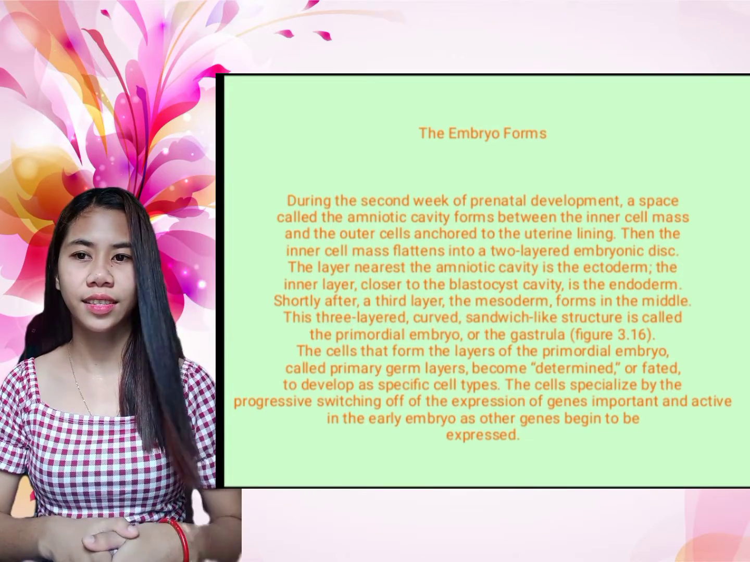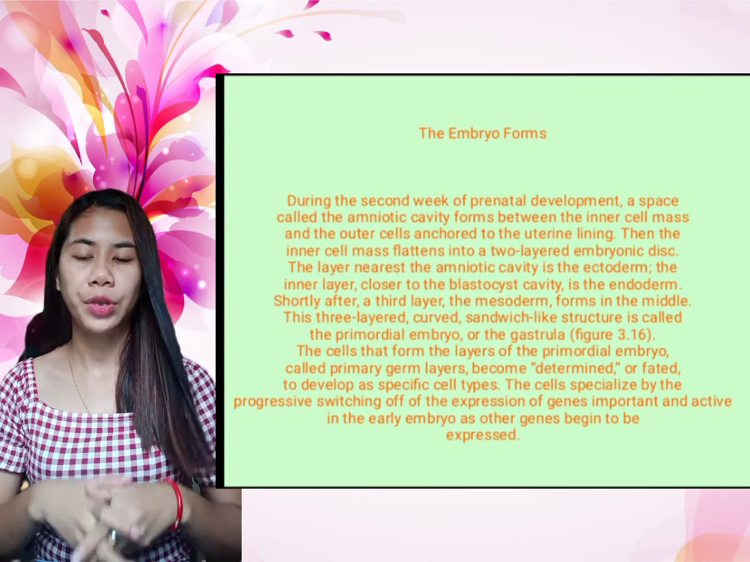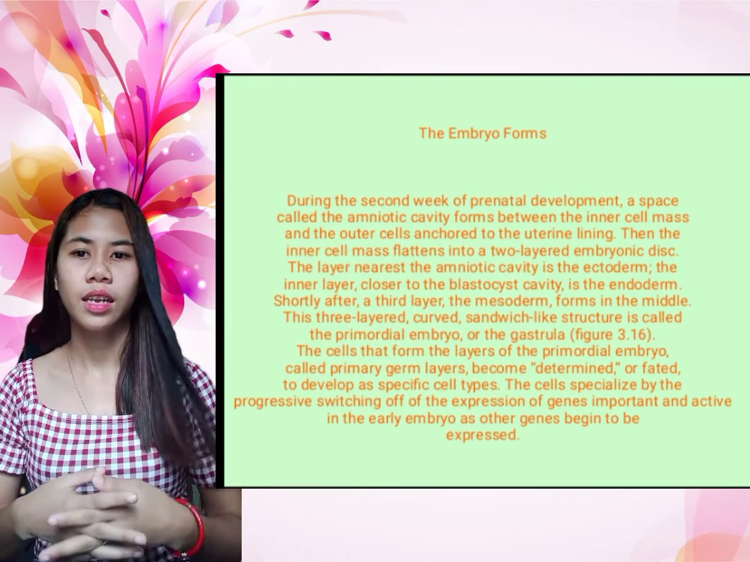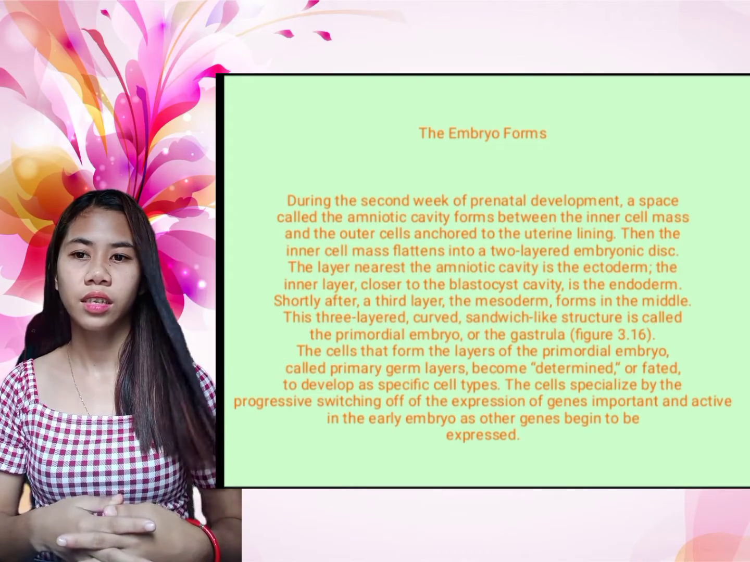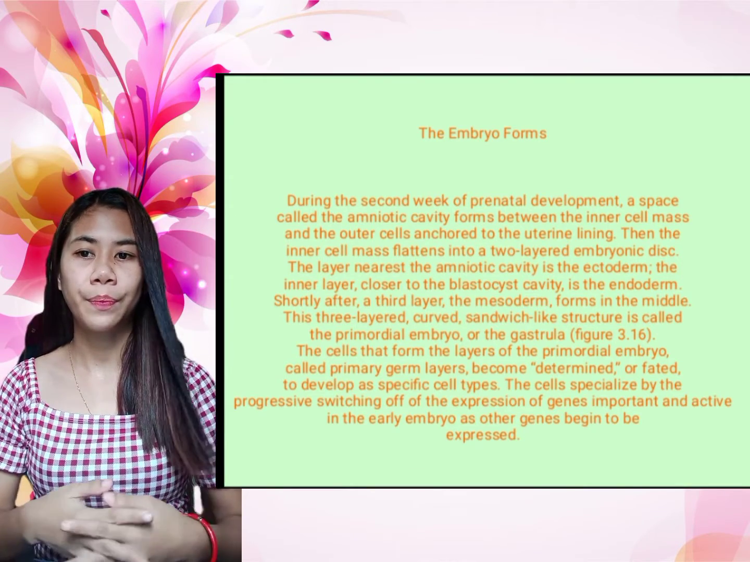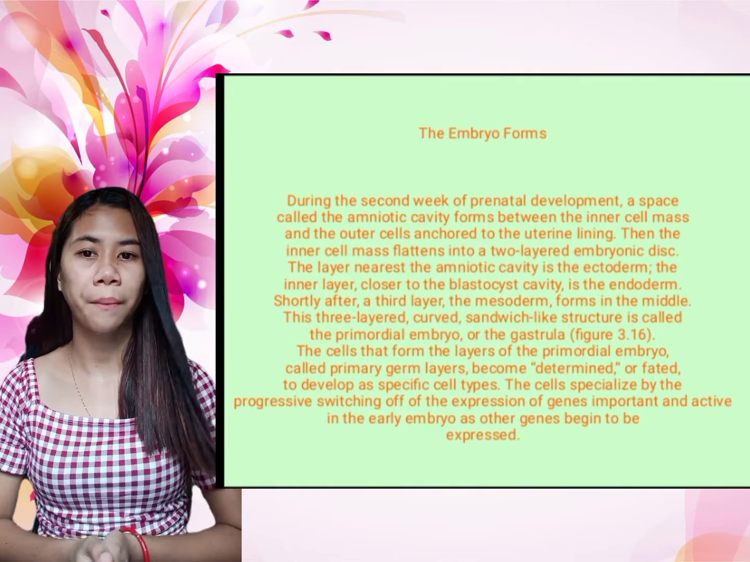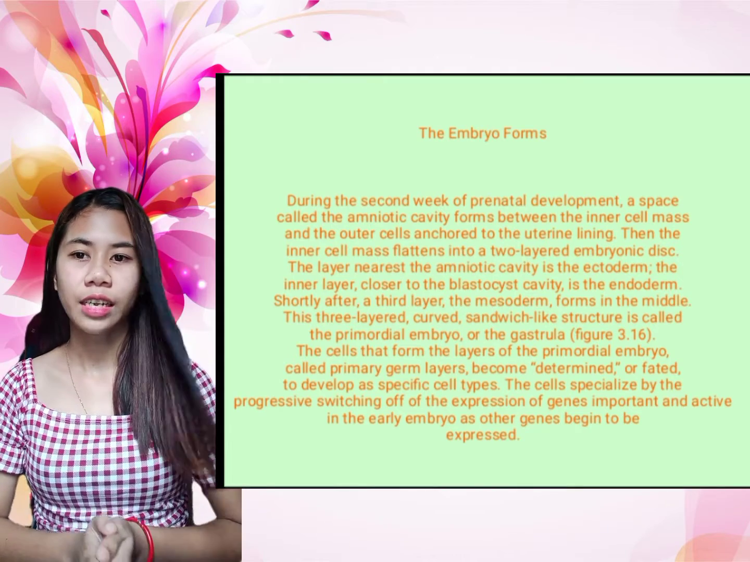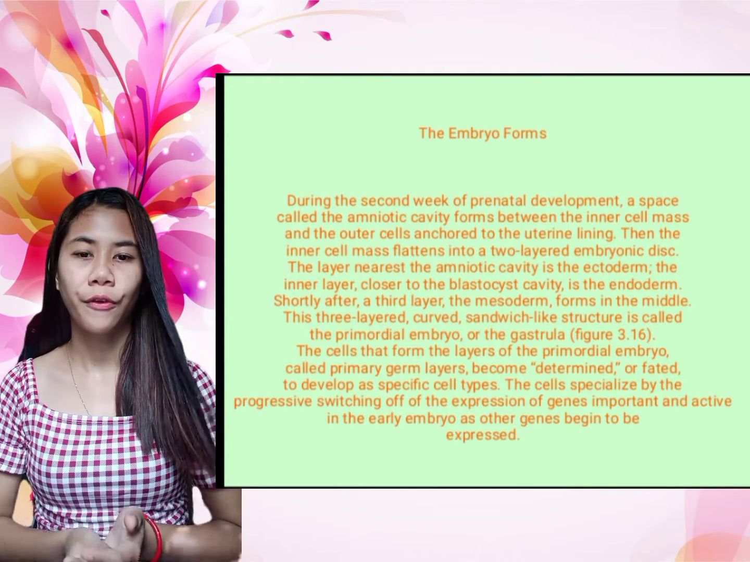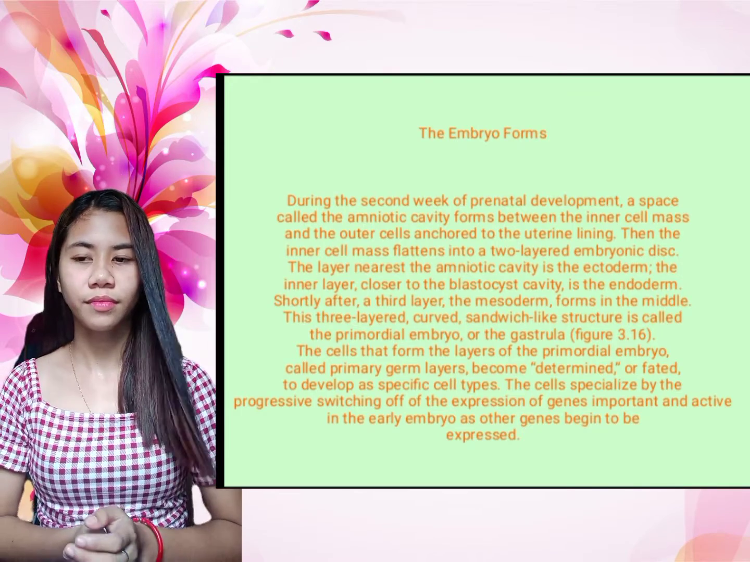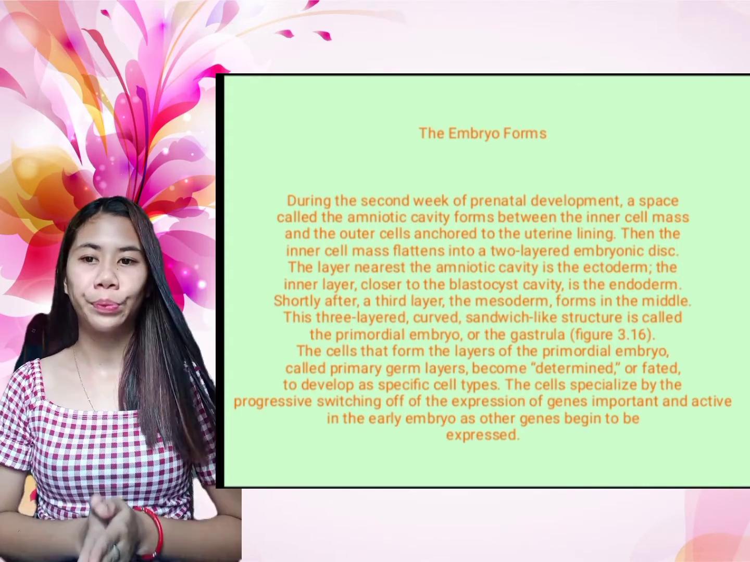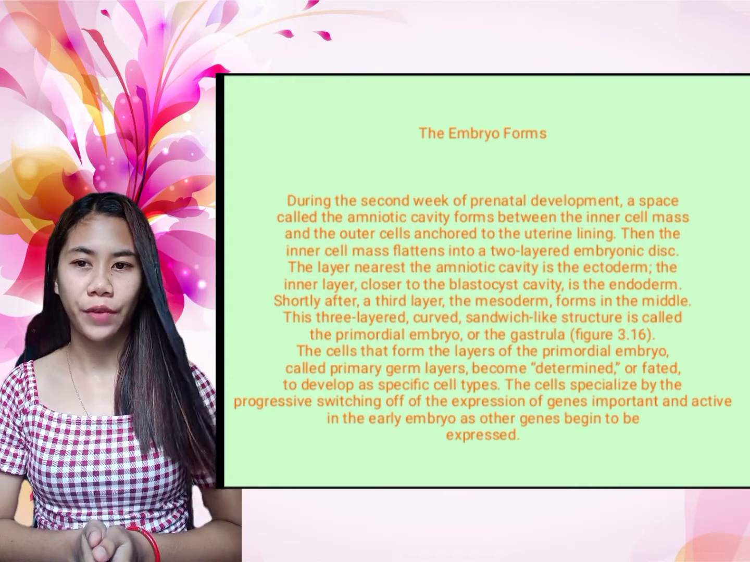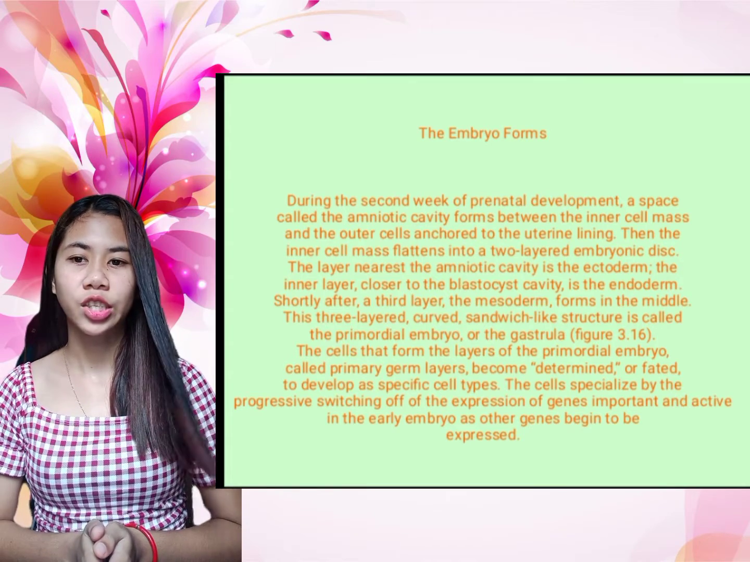The layer nearest the amniotic cavity is the ectoderm. The inner layer, closer to the blastocyst cavity, is the endoderm. Shortly after, a third layer, the mesoderm, forms in the middle. This three-layered, sandwich-like structure is called the primordial embryo or the gastrula.